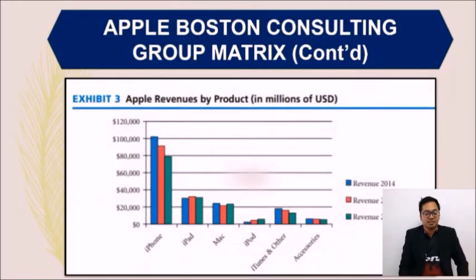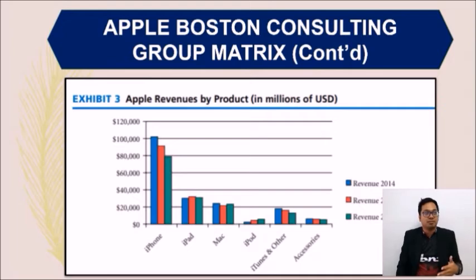So based on our case, Apple from 2012 until 2014 revenue, they showed different stages of revenue received for every year, and we can conclude that from the Apple products such as iPhone, iPad, Mac, iPod, iTunes and others and their accessories, the most profitable product by Apple is the iPhone, followed by iPad, the Mac, iTunes accessories, and lastly the iPod.